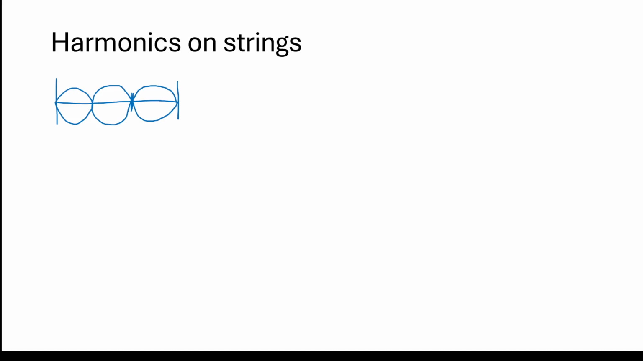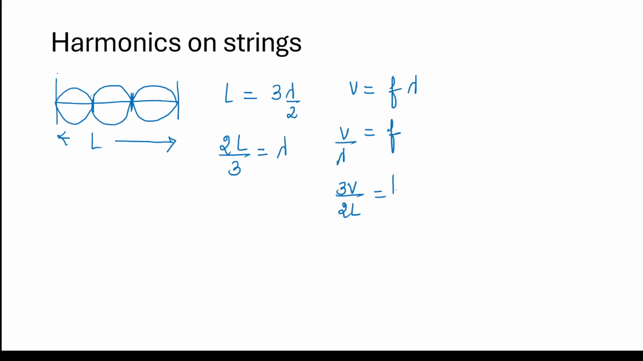So now my length will be 3 times half the wavelength, because 3 lambda over 2 are there. If I rearrange this, 2L over 3 is lambda. So using V equals F lambda, my frequency would be V over lambda, and plugging in the lambda, I get 3V over 2L. So that's the frequency, 3 times the fundamental frequency. That is why this is called the third harmonic.